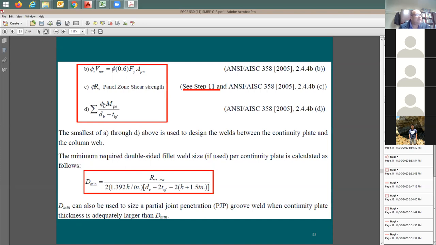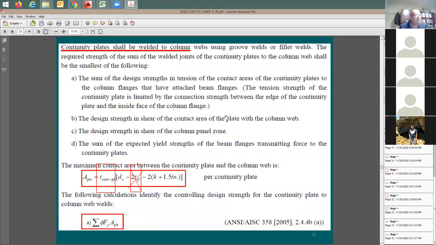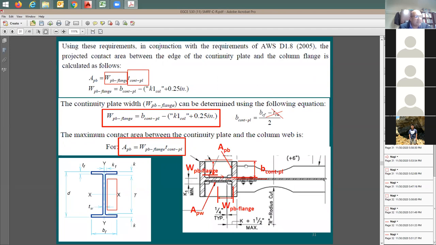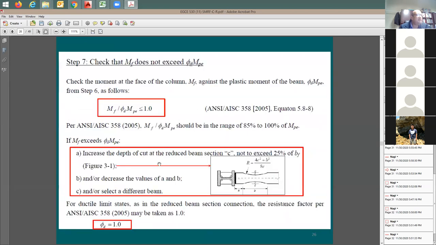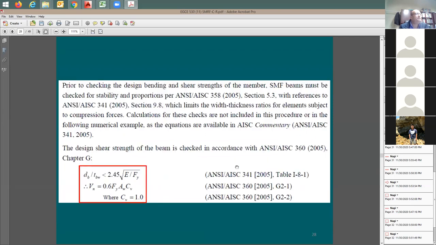The third one here, it says, if you take here phi times MPE, do you remember what's MPE? MPE is gonna be the strength of the section of the beam, this section here, not of the RBS. It's going to be right here. This is the one that we compare with M sub F. Let me take you back. Where's M sub F? Here's M sub F. And here's MPE multiplied by this phi. So if you take here the strength of the beam itself, not of the RBS, right? This is the one that you checked against M sub F, the moment at the face of the column.